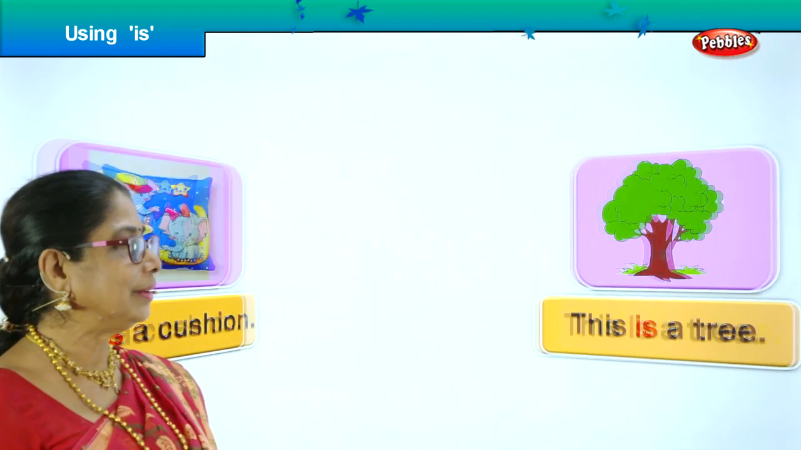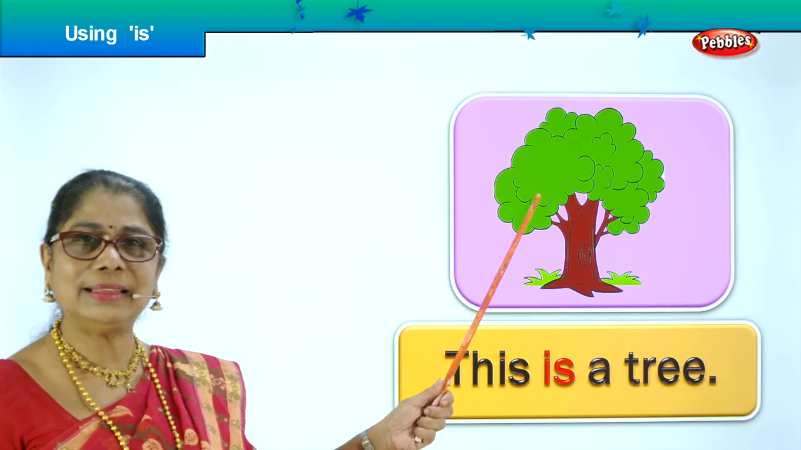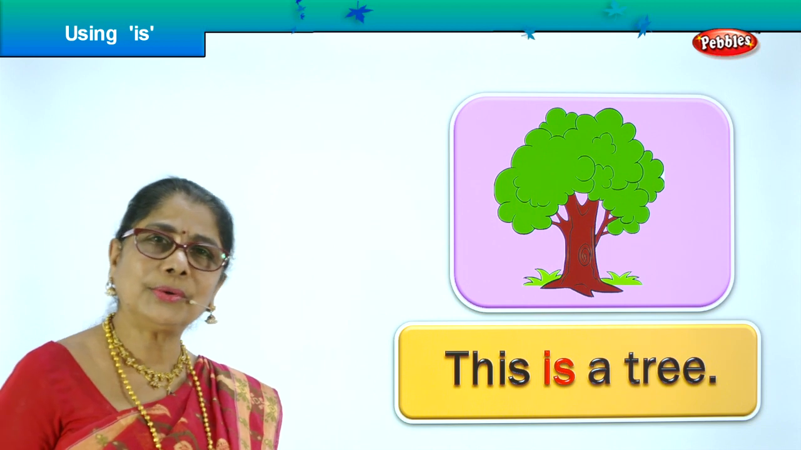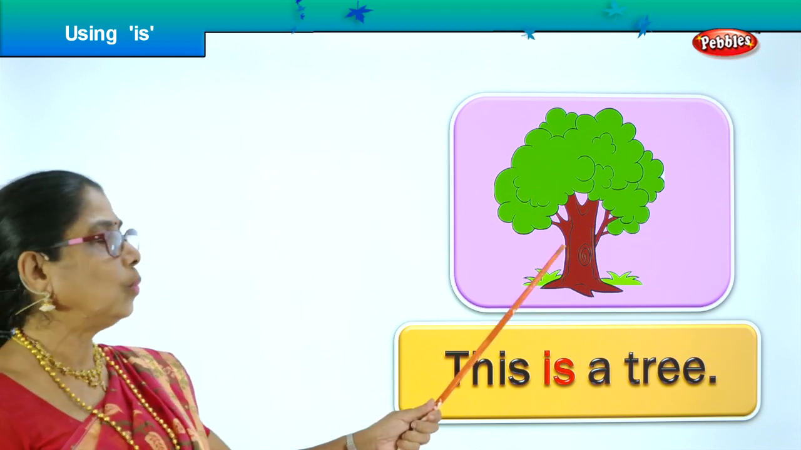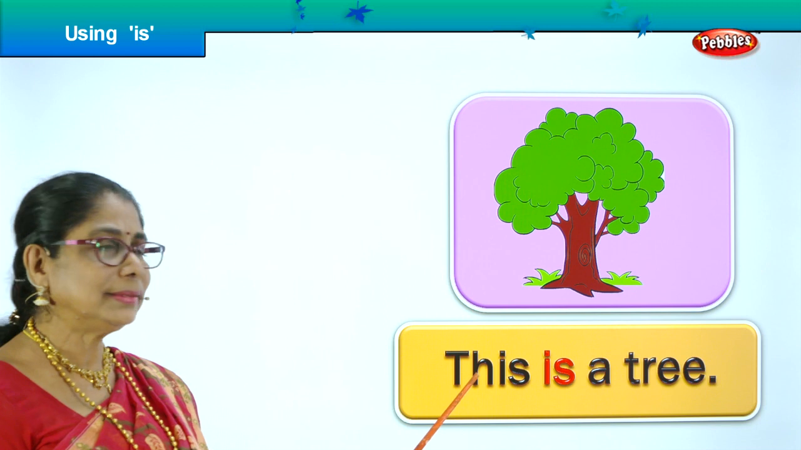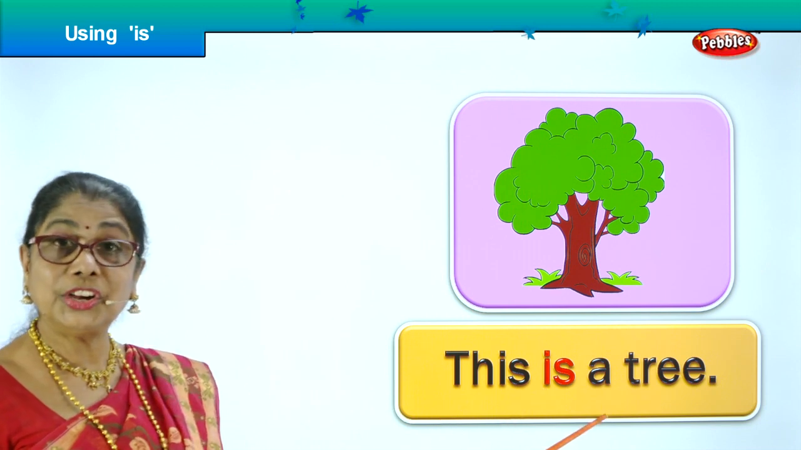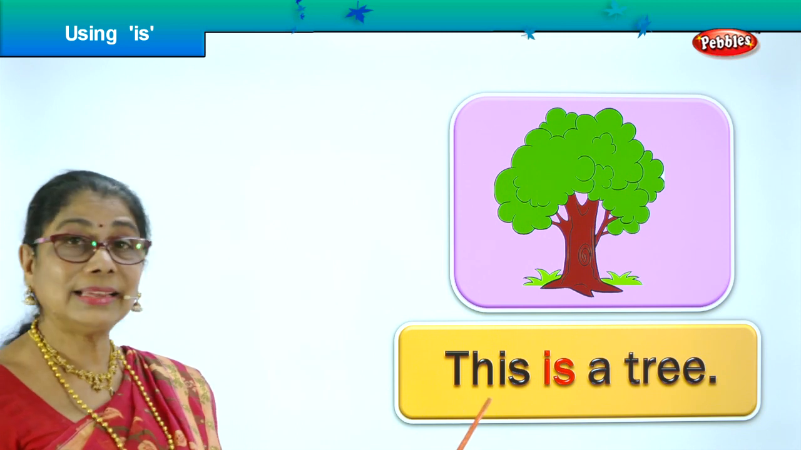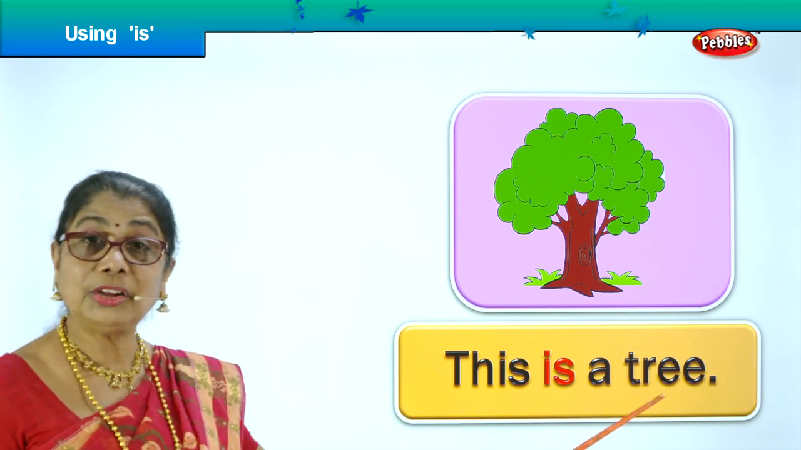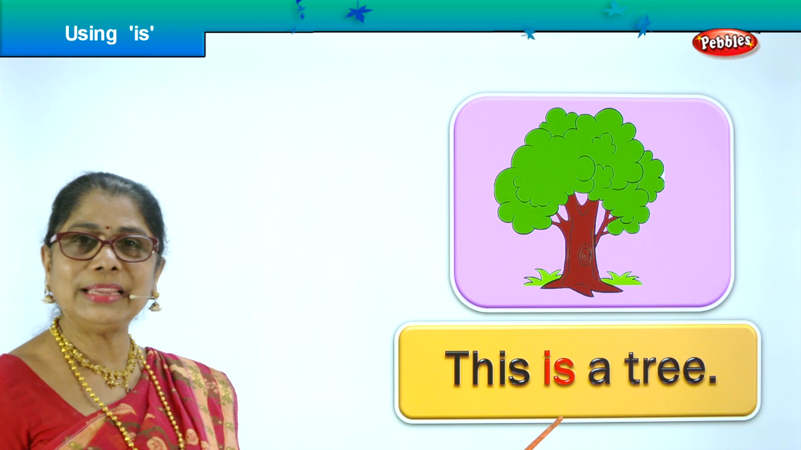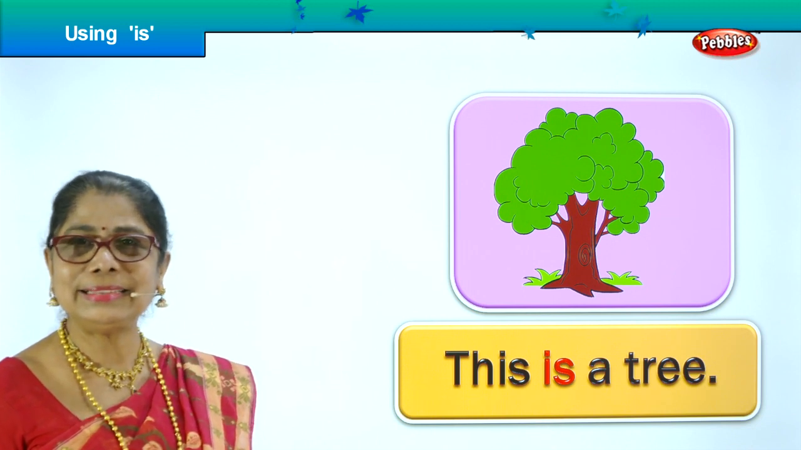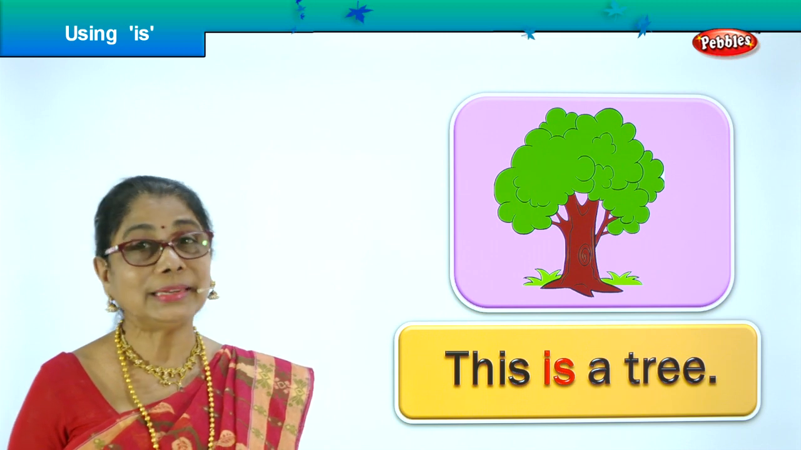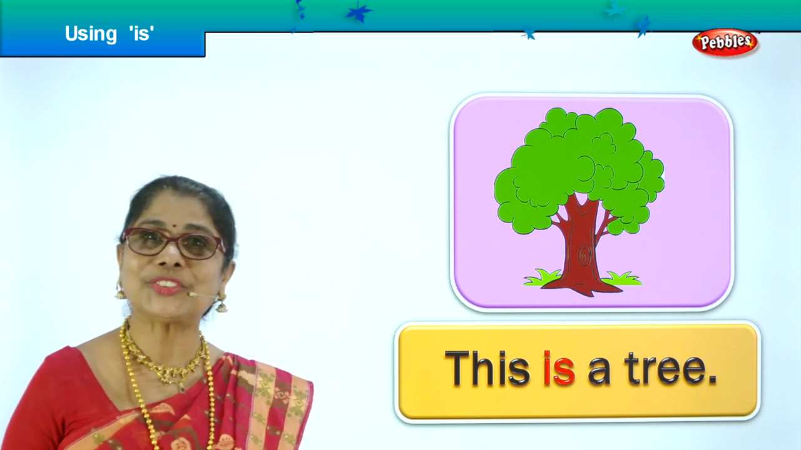Look what we have here. Have you seen this? Where do you see this? In your school, on the road, in the garden. What is this? This is a tree. What is this? Read the sentence. This is a tree. Use of is in the sentence. This is a tree. Good. Let's get on. Let's take a new picture.